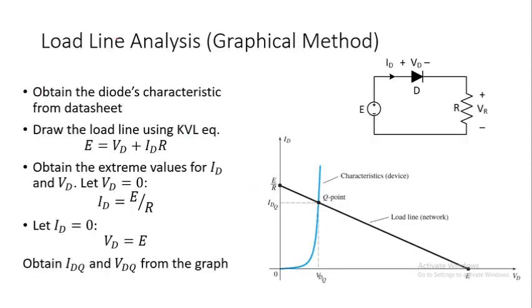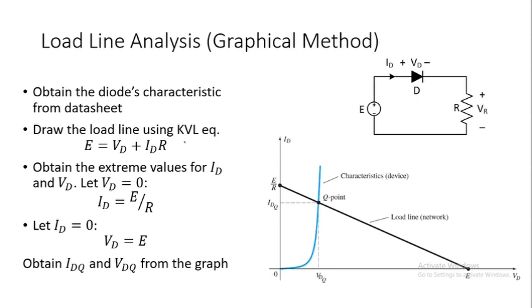Now, how to actually find the operating point, or how to solve this circuit using load line analysis. First we need to obtain the characteristic curve of the diode from its datasheet. Now we need to draw the load line. First we have to define what a load line is. If you apply KVL on this series circuit, you will get this equation, that is E is equal to VD plus ID into R.